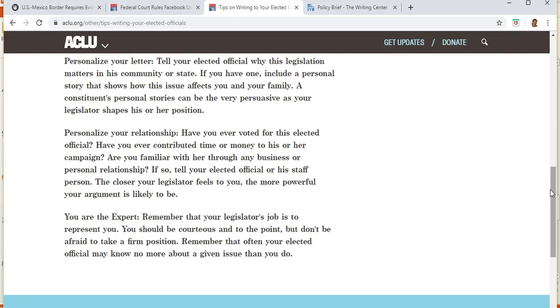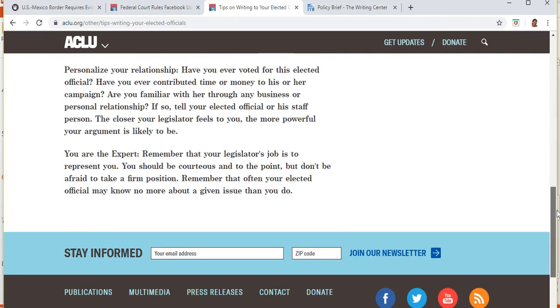Personalize your relationship. Again, this is what I mentioned in terms of being aware of your audience. Do you have a history with this representative? Do you have a history of contributing to their campaign? Are you their constituent? Make sure that you emphasize these things if you know more about them.